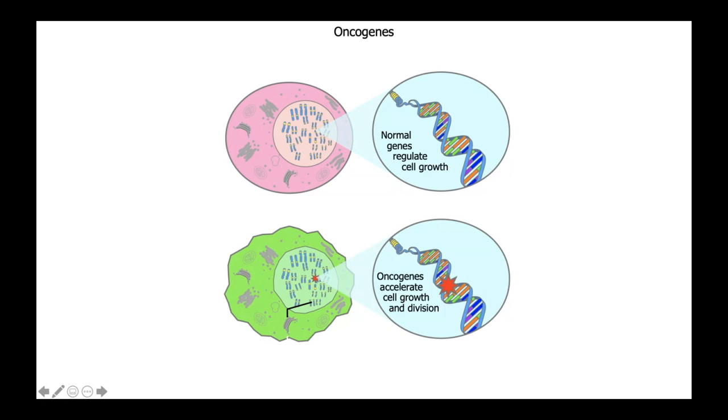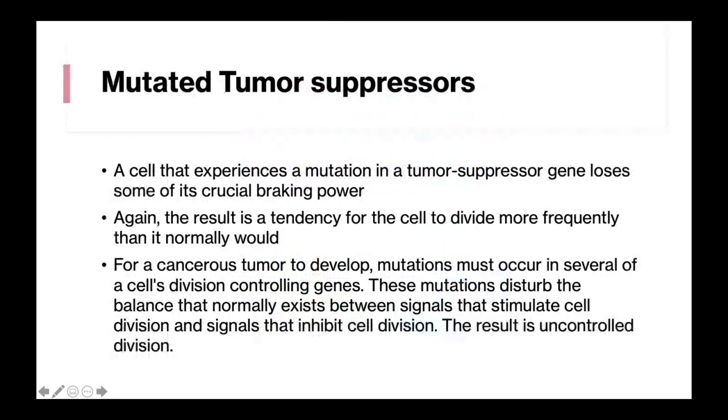You've got the normal gene sequence, everything is happy, and then all of a sudden you end up with one gene. So you know that a gene is a section of the DNA, and that section becomes mutated, and now it becomes an oncogene.